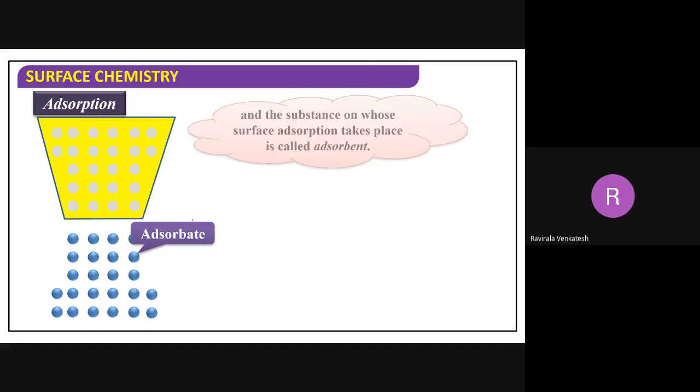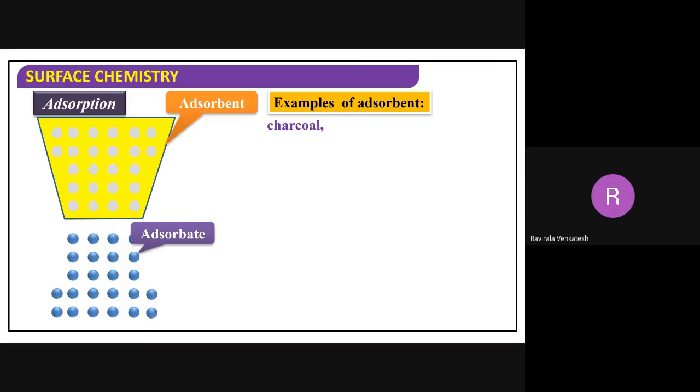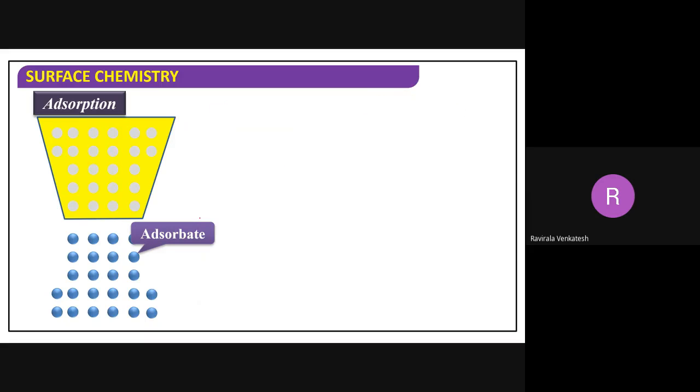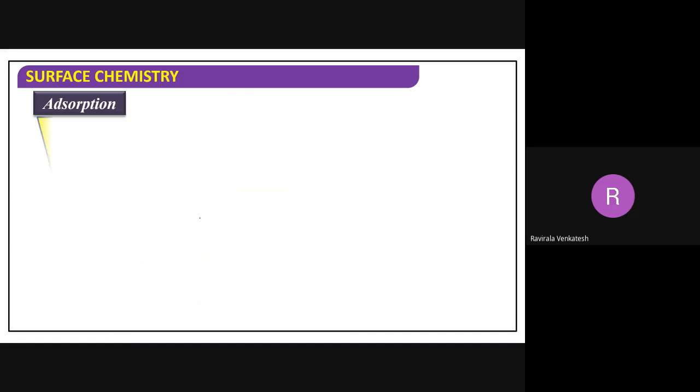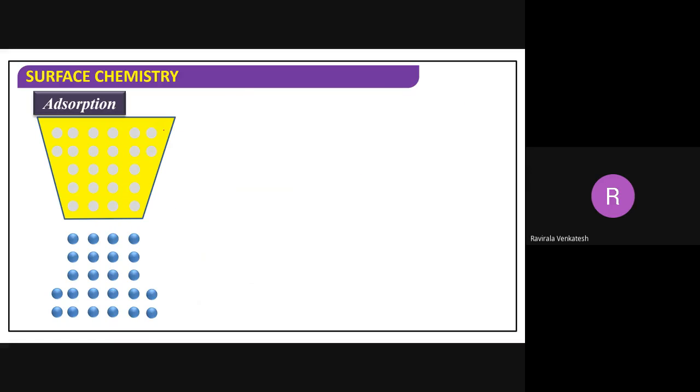Observe here what happened. Accumulating over here. Now what is the adsorbate and what is the adsorbent here? On which surface is this phenomenon taking place? On this surface the phenomenon is taking place. Therefore, this is called what? The surface on which the phenomenon is taking place is called the adsorbent.